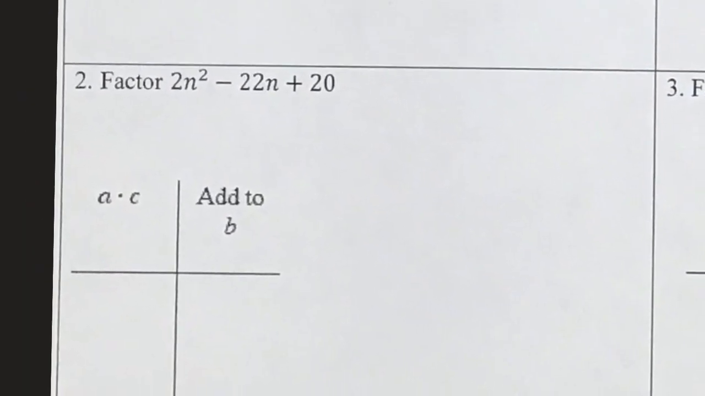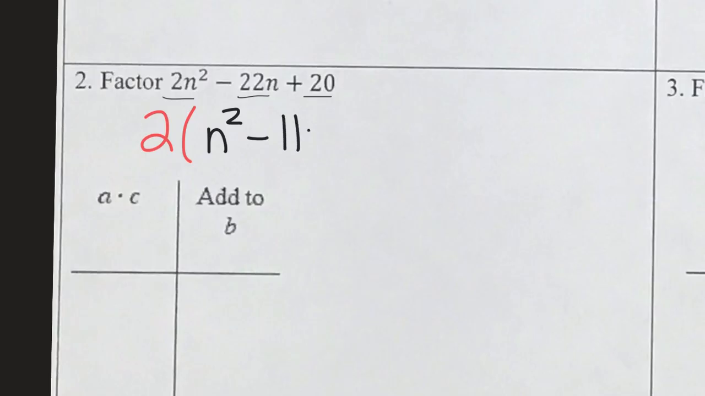2n squared minus 22n plus 20. Okay, so the first thing it always says is, do these terms have a common multiplier? 2n squared, 22n, and 20 all have a common multiplier of 2, right? These are all even terms, so they all have a multiplier of 2. So divide all of these by 2 and I get 1n squared. 22 divided by 2 is 11n. 20 divided by 2 is 10.